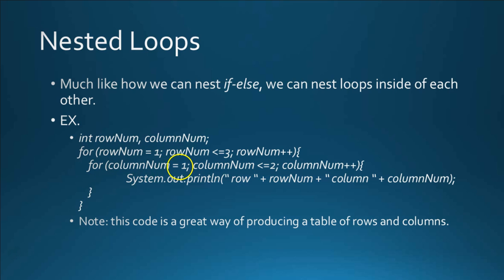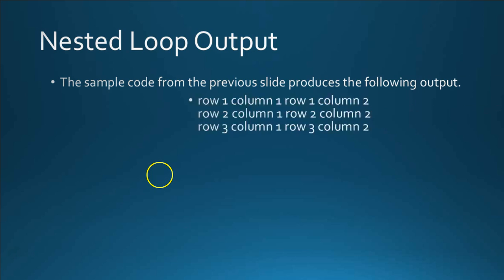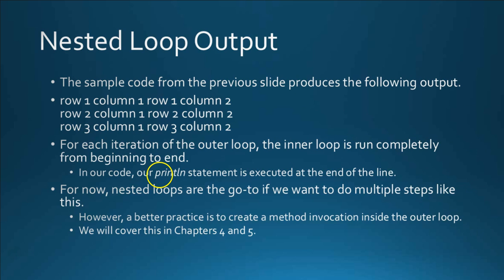Change this so columnNum is 2. Row is still 1. It hasn't changed yet. Then it's done. It's going to go back up to here. Change rowNum to 2 now. Fall back in here, and when it falls back in here, it's reinitializing columnNum back to 1. It's not going to go to 3 or anything like that because it's done with its initial run. And that's how we got that output there.